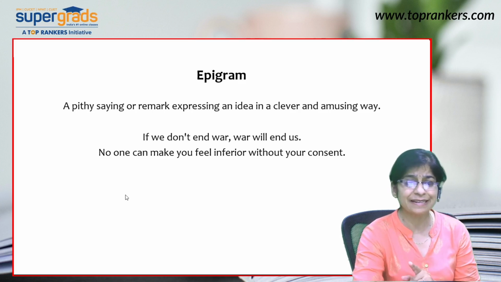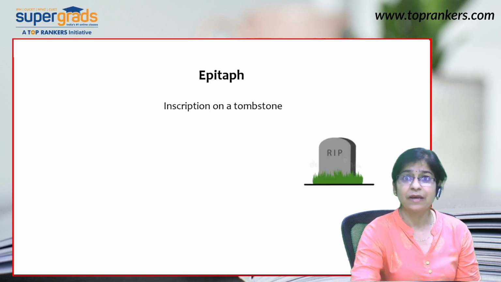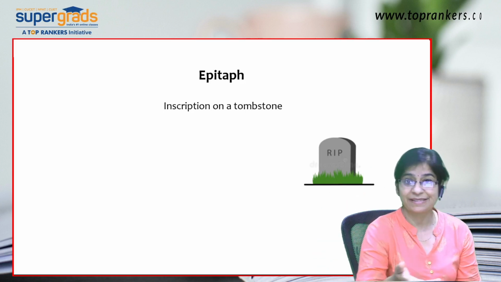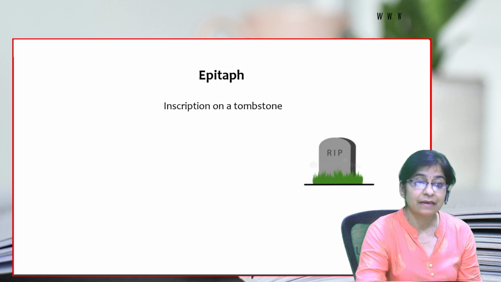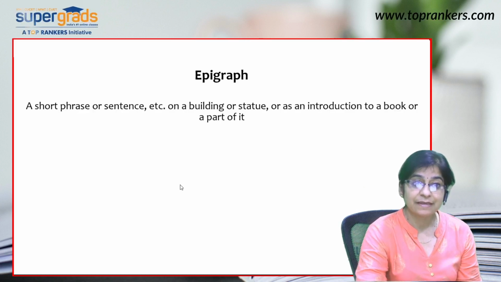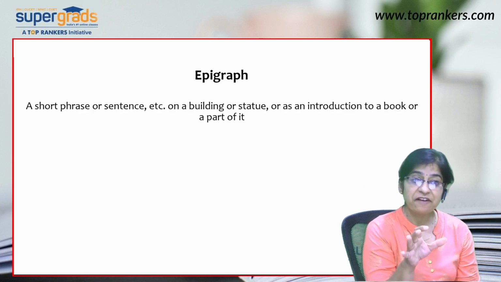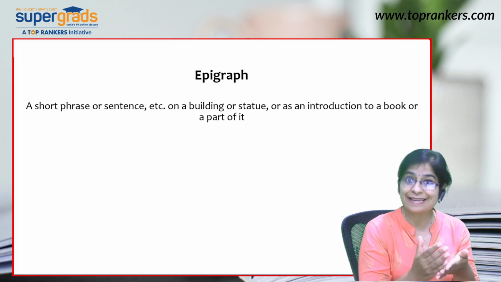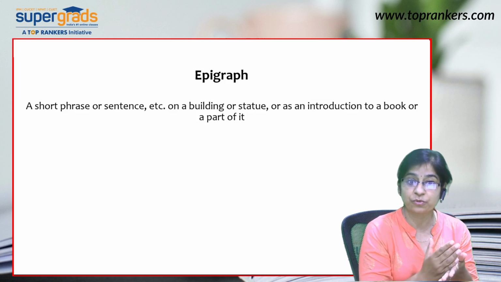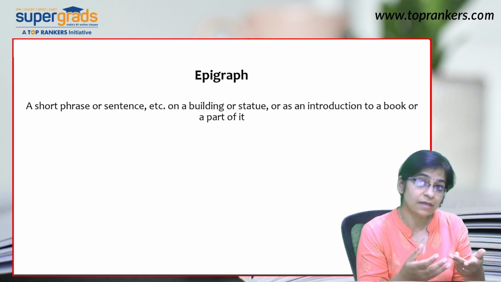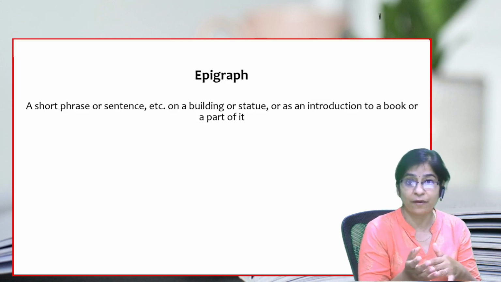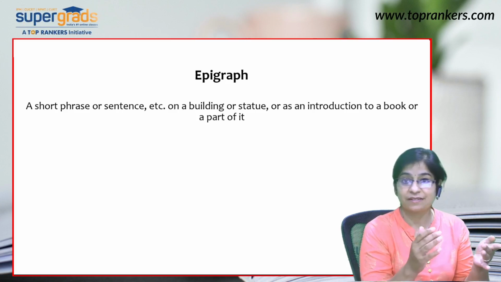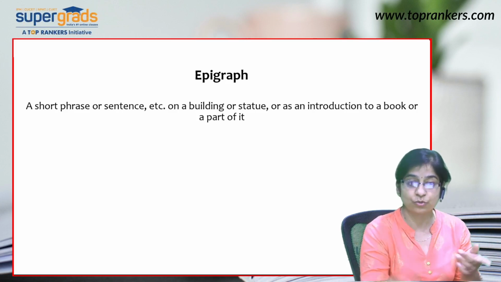The next word in the list is epitaph. Now, epitaph is an inscription on a tombstone. For example, rest in peace. The next one is epigraph. Now, epigraph is a short phrase or a sentence that you generally find either on buildings or coins or statues. These could even be used as an introduction to a book or a part of it. But generally, these are inscriptions that you see at several places, such as buildings or coins or statues.